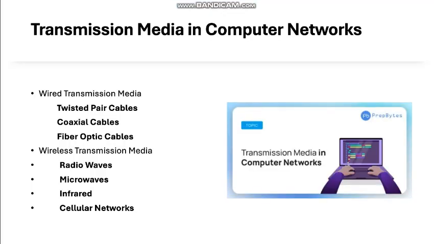Transmission media in computer networks. Wired transmission media, examples: twisted pair cables, coaxial cables, fiber optic cables. Wireless transmission: radio waves, microwaves, infrared, cellular networks.